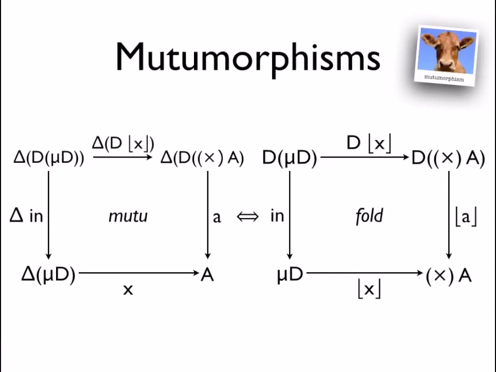So back to mutumorphisms. It should be clear that mutumorphisms are related to folds by an adjunction. In particular, the morphism on the bottom right-hand diagram is in fact the result of applying the left adjunct to x. We tend to call this the transpose of x. So this is clearly an adjoint fold.